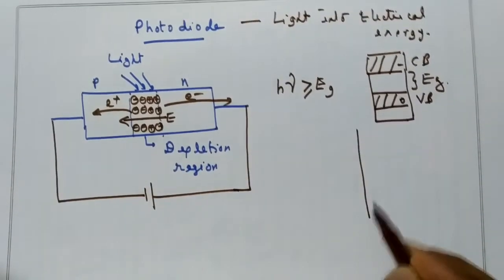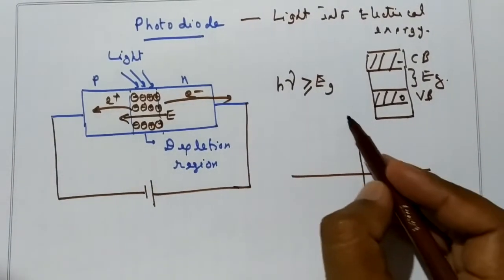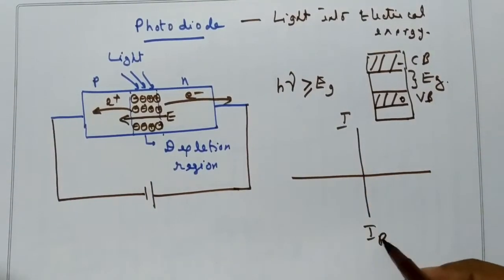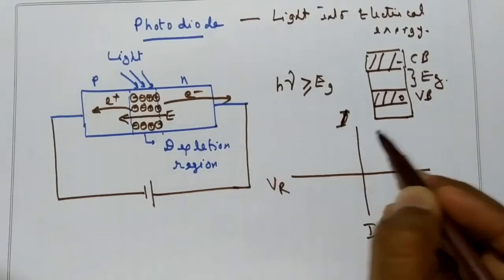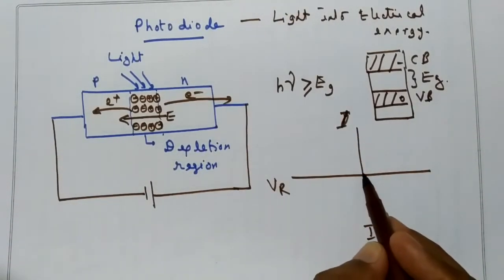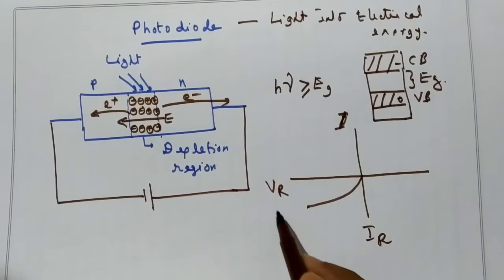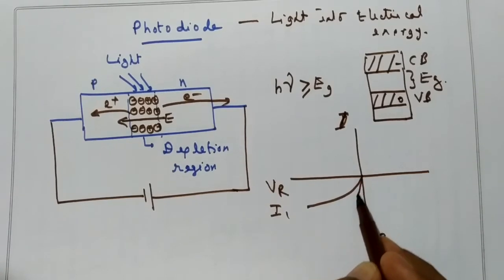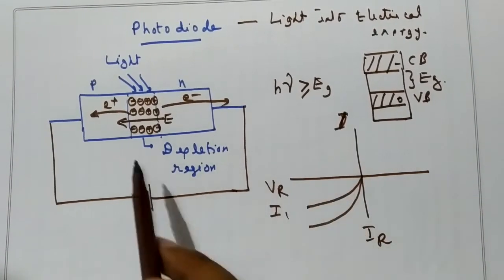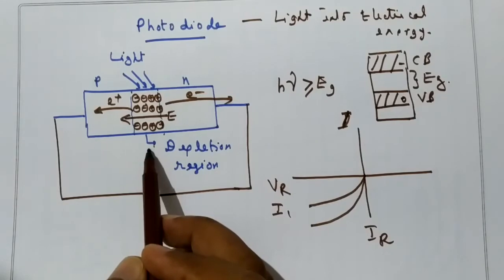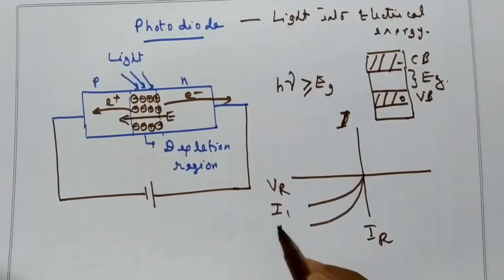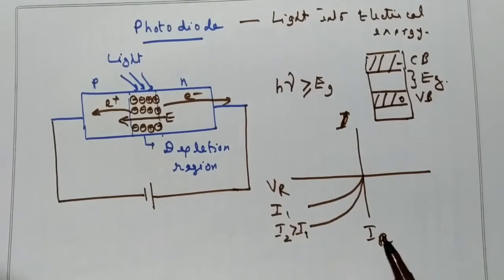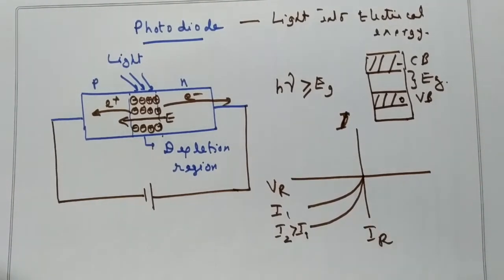So what are the VI characteristics? VI characteristics will be drawn in the third quadrant. This is I, okay, this is IR. This is VR. Now it will be like this. This is for the first intensity. For one intensity, as the intensity increases, the number of electron hole pairs increases, and therefore current also will increase. This is the second intensity, which is more than the first one, and it will continue like that.